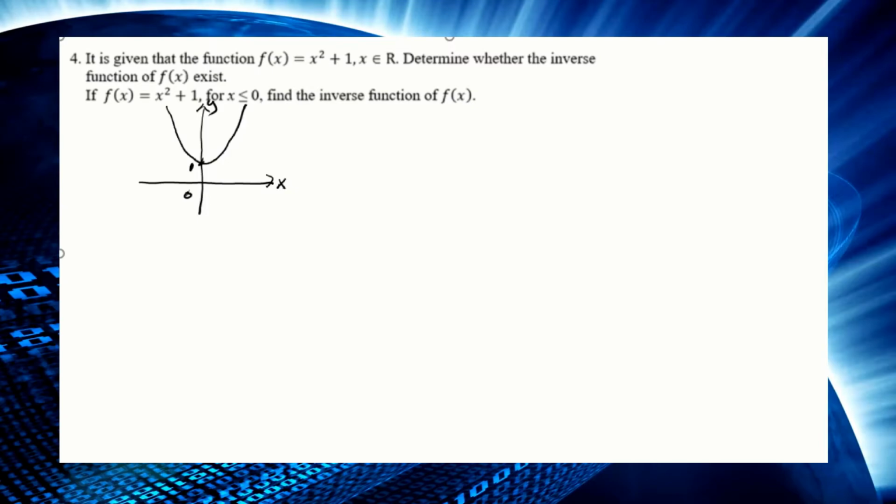Now we can use the horizontal line test to see whether it is a 1 to 1 function. To do this, we first draw a dotted horizontal line and label it as y equals k, where k is greater than or equal to 1. From this horizontal line, we see that there are two intersection points. So we mark the intersection points. Since there are two intersection points, we can make the conclusion that this function f of x is not 1 to 1.